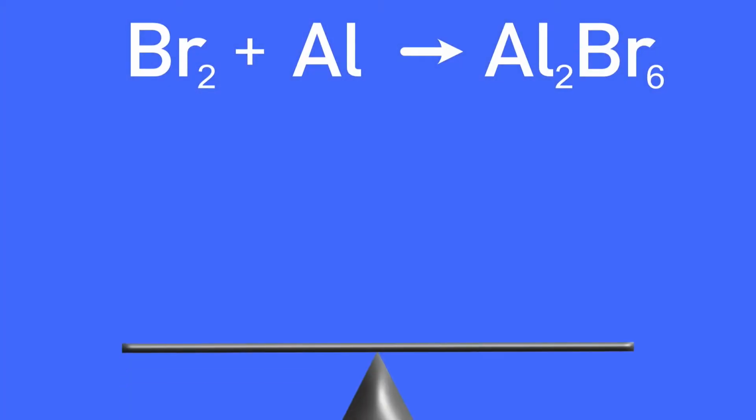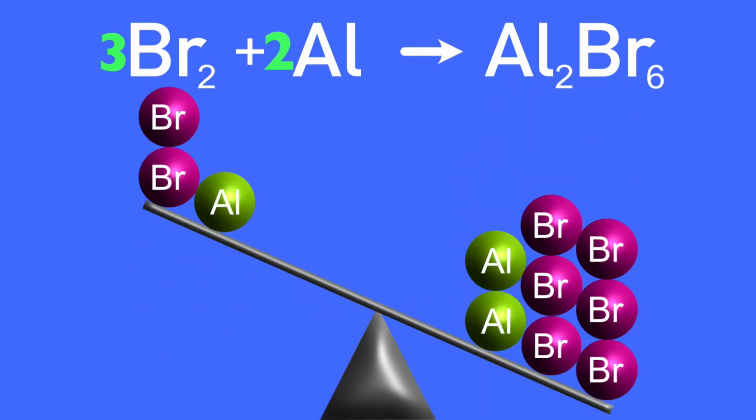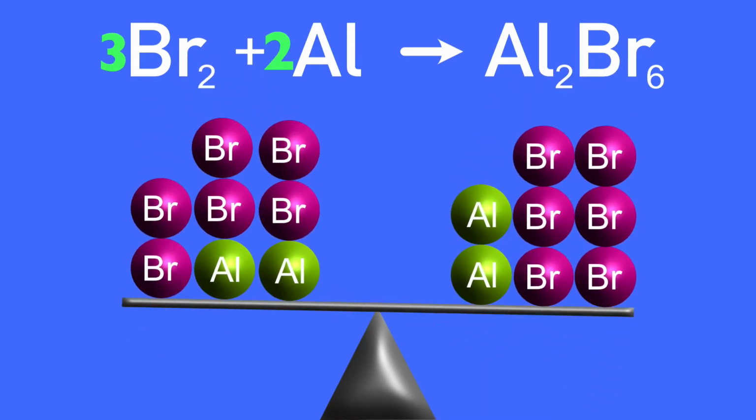For chemical reactions, it works the same. The elements on the left-hand side of the arrow must balance with the elements on the right-hand side of the arrow.